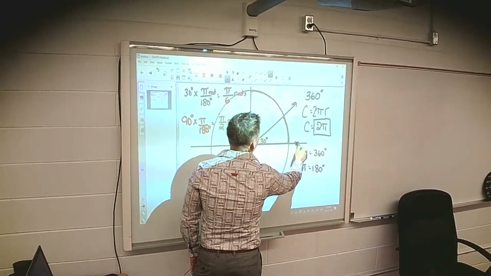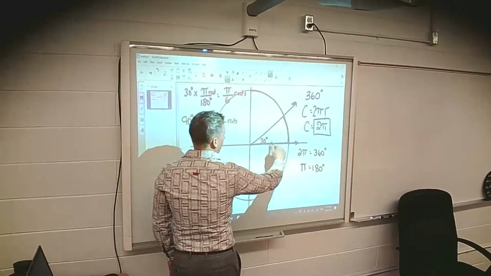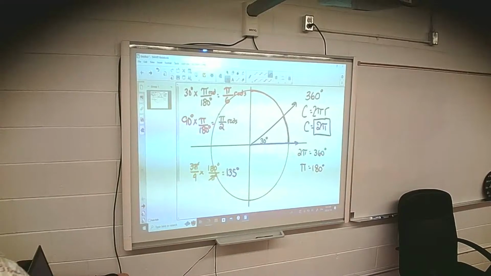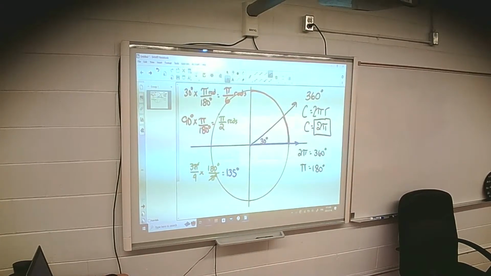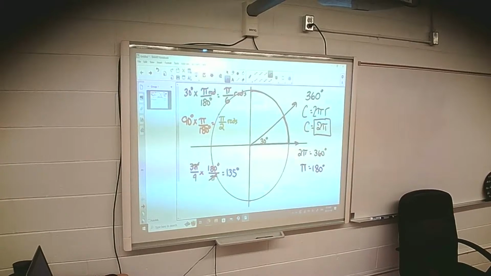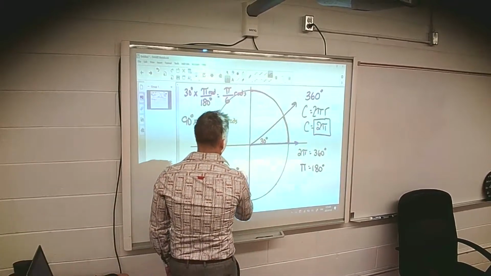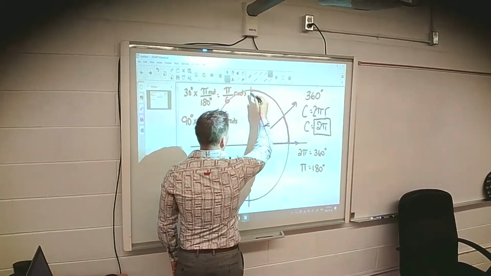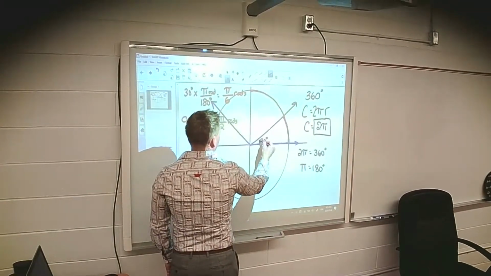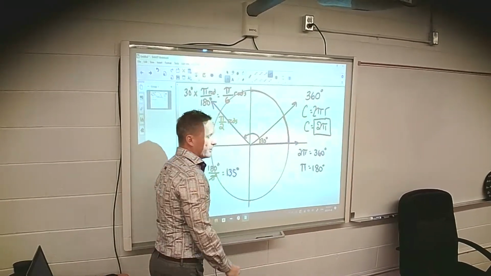This right here I call my terminal arm. My terminal arm always starts on the positive x-axis. And when I have a positive angle, I rotate it counterclockwise to get to the angle. So I'm going to rotate this. If I want 135 degrees, right there is 90. That angle right there is 135 degrees.